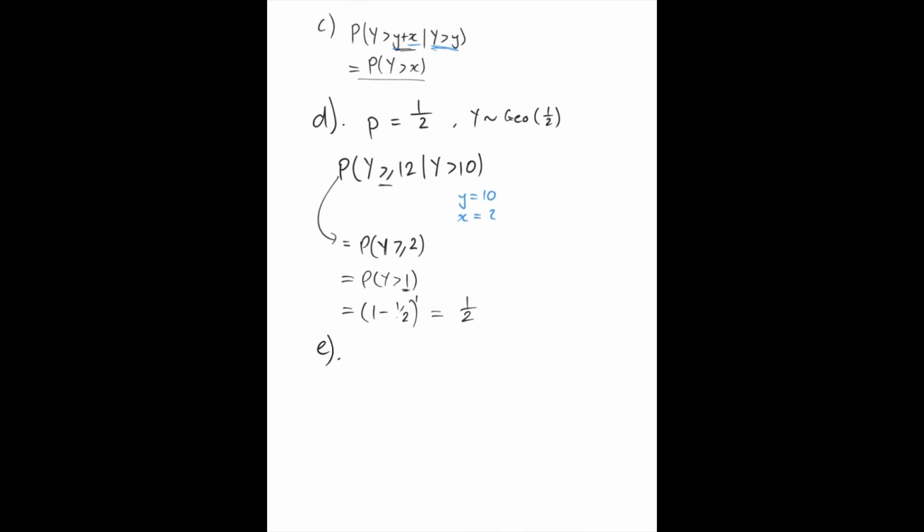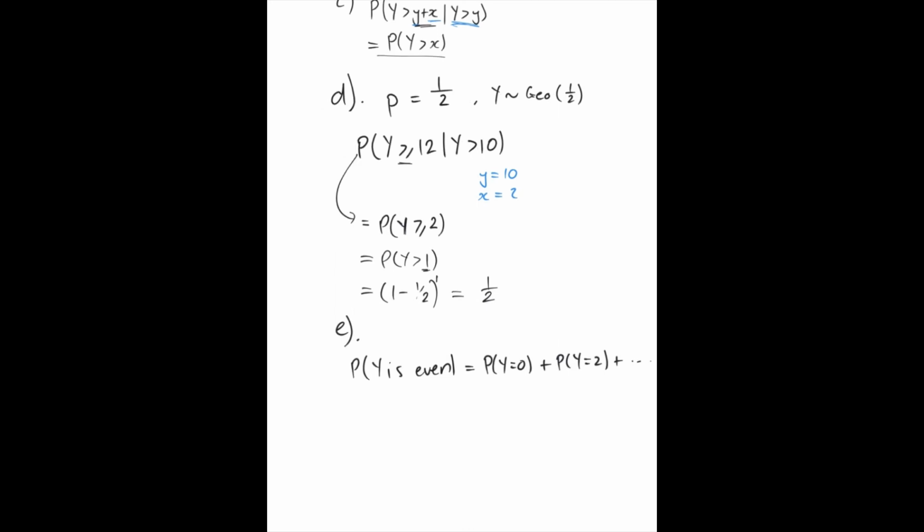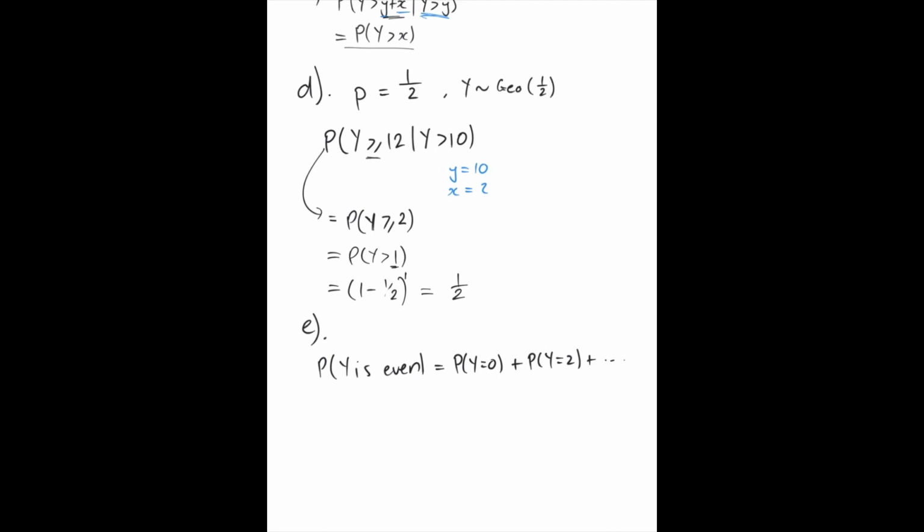E. So, first of all, we want to find the probability y is even, right? Now this is the probability that it's 0 plus the probability that it's 2 plus it's 4, 6, etc. However, we don't have to worry about the probability that y is equal to 0, because you can't have your first success on the 0th trial. So this is just equal to 0, so we can ignore that.